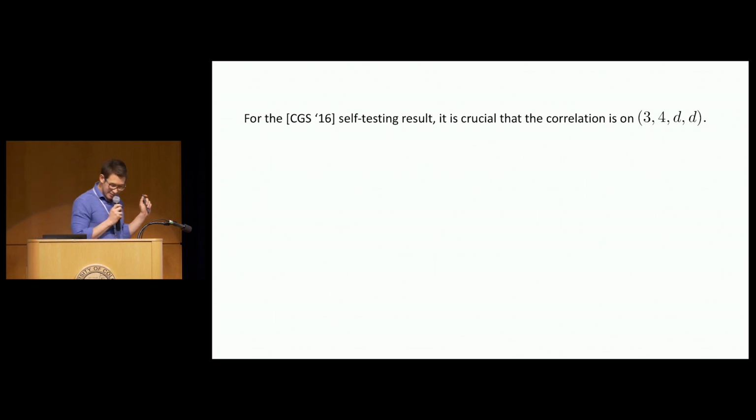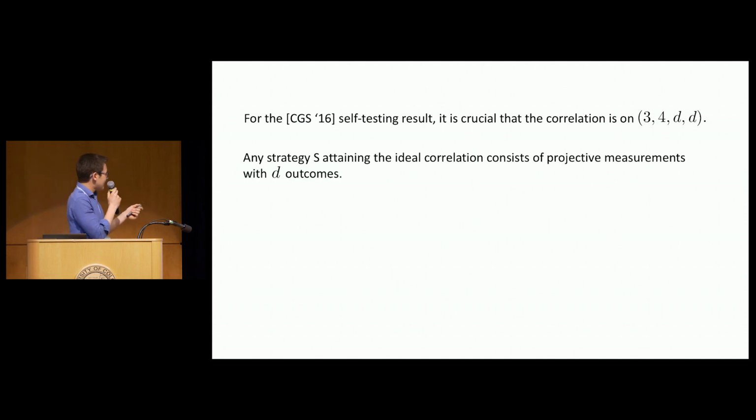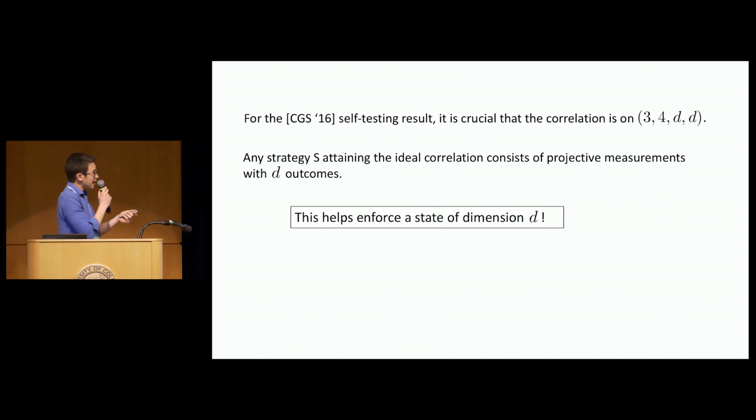Before I do that, let me just say one more word about why it is easier to show a separation when you're allowed to have countably infinite answer sets. For the self-testing result with Kun-Tong Go and Valerio Scarani, it was crucial that the correlation was on answer sets of size D. This is because any strategy S that attains this correlation would have to consist, by definition, of projective measurements with D outcomes. And this helps a lot in enforcing that the underlying joint state must have dimension D.